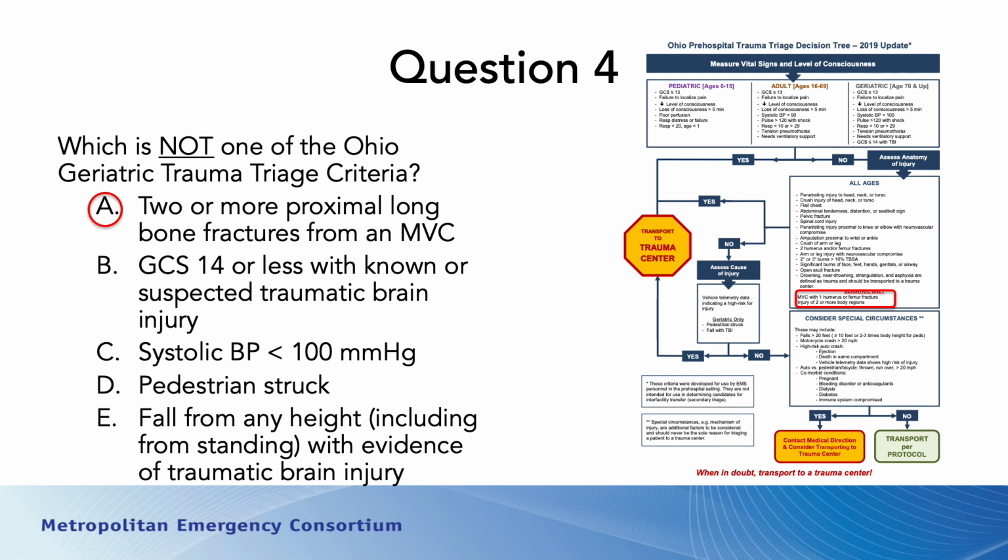And Doc, you would also say that someone with 2 or more long bone fractures, if you have the availability to take them to a trauma center, by all means, you should do that. It just doesn't fall into the category of the Ohio trauma triage. Yeah, for adults, it's 2 or more. So it is one of those criteria. So yes, but for geriatric population, it's 1.